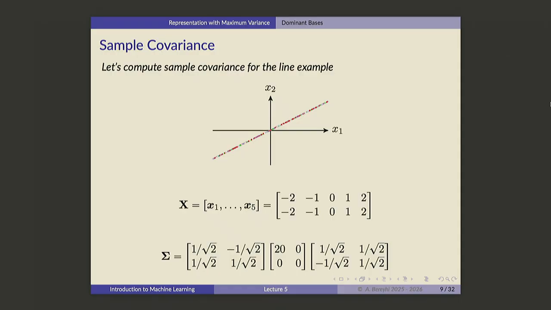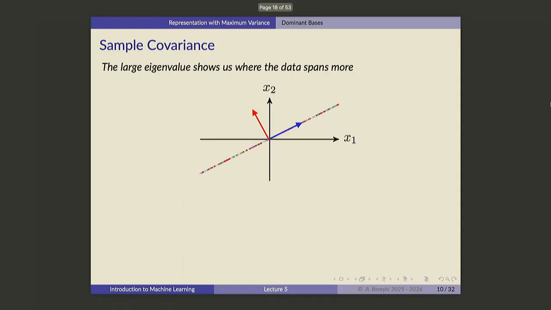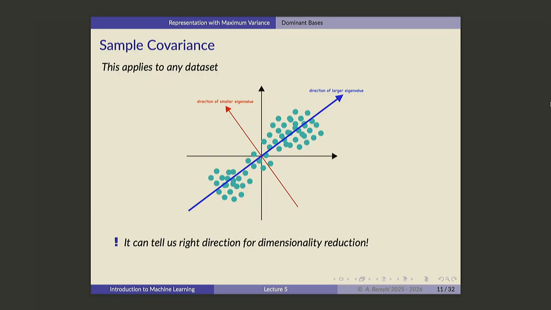This story is going to be the same for a more general case, something like this one. In this case, your data is not lying on one single line; your data is spread in this two-dimensional space. But if you want to choose one direction, which direction do you choose, the blue one or the red one? Blue one. Why?